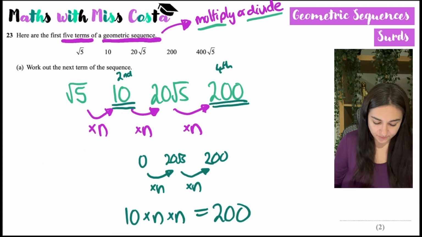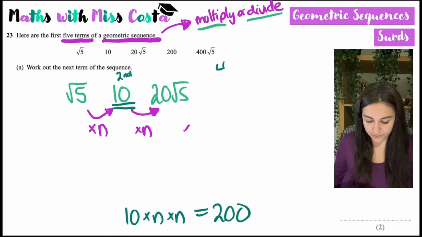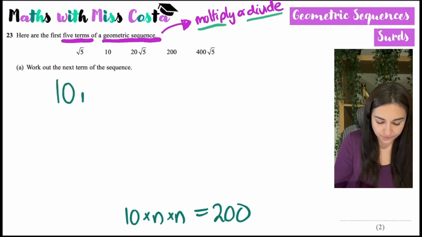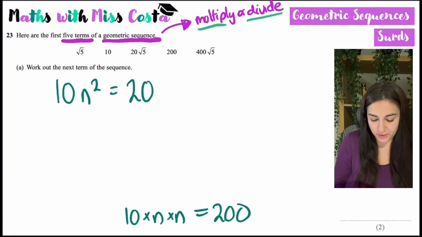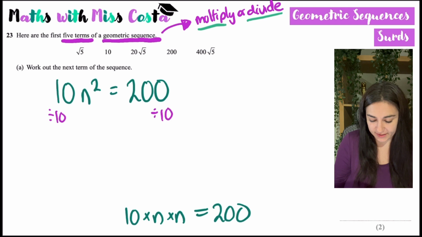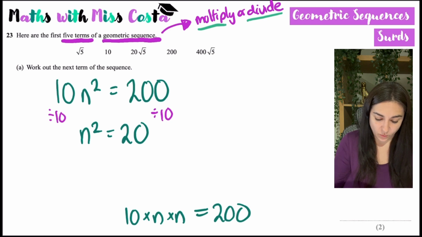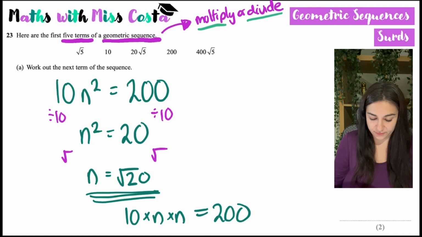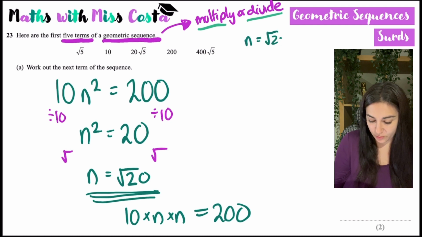I know that 10 times n times n equals 200. So what I can do is simplify that for myself. I'd be left with 10n squared equals 200. What could I do to solve that equation? Divide both sides by 10. So I'd be left with n squared equals 20. And then what would I do? I would square root both sides. So therefore n must be the square root of 20. So the common ratio is root 20.